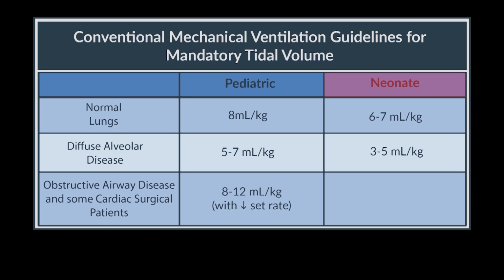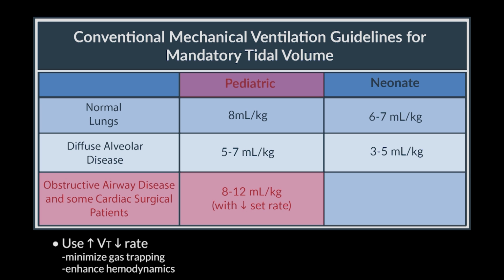But with patients who are premature or with diffuse lung disease, 3 to 5 milliliters per kilo will be our target tidal volume range. Patients with obstructive airways disease, we would usually choose a strategy of using a larger tidal volume, lower rate, and this is to minimize gas trapping. And in this case, we'd be using tidal volumes of 8, 10, or maybe even more milliliters per kilo. And for cardiac surgical patients, we would also adopt a larger tidal volume, lower rate strategy, but in this case, the strategy would be employed to enhance hemodynamics.